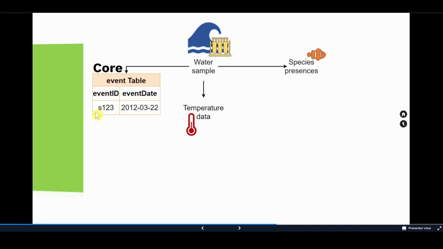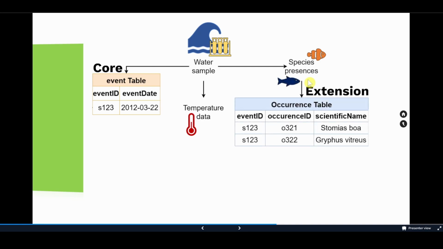You would have the event ID for each unique sampling event, the event date, and you would definitely need to include the decimal longitude, decimal latitude, and all other information related to the event core table. So now what about our species presences? Where are we going to put this occurrence data? That's right, the occurrence extension table. So you'll notice we have the event ID, occurrence ID, and the scientific name. You can include, of course, all other information related to your occurrences. But we'll see that these two species have different occurrence IDs with the same event ID. And this is because they were found in the same sampling event, but they are, of course, different specimens.